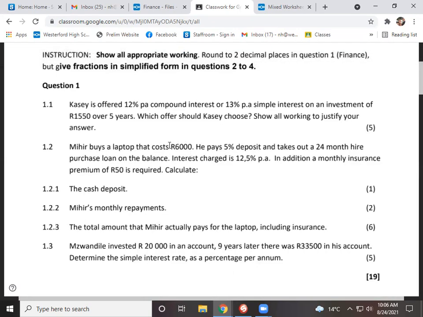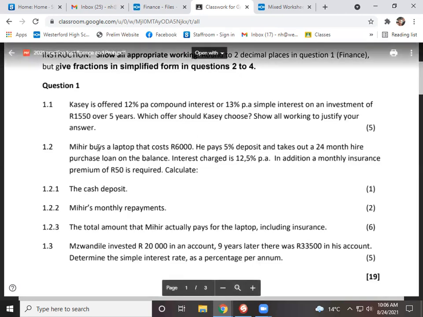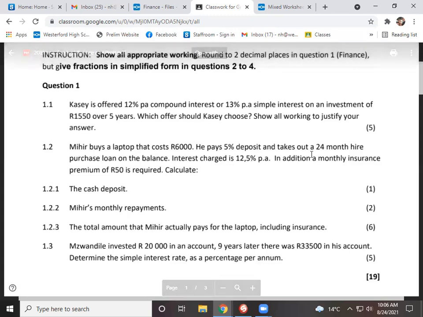Okay, so the cash price is 6,000. He pays 5% deposit. So that deposit is going to be 5 over 100 times 6,000. And takes out a 24-month hire purchase loan on the balance. When it's hire purchase, we know it's going to be simple interest. 24 months, how many years is that? 2 years. All right, so your n value is not going to be 24, it's going to be 2.